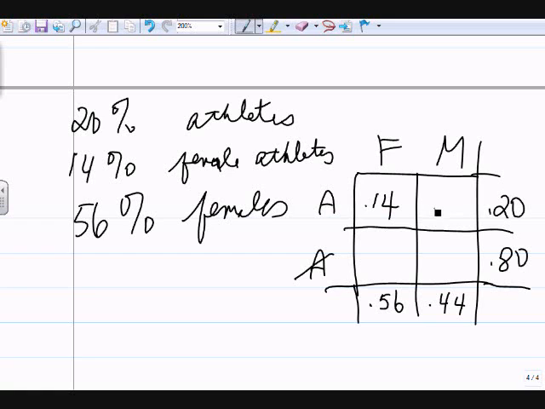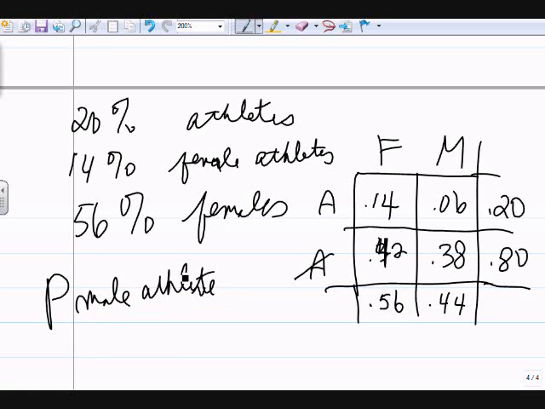What goes here? What goes here? 56 minus 14? 42, thank you. I can add. And what goes here? 44 minus 0.06, 38. All right. Now I can answer any probability questions with this. What's the probability you are a male athlete? 6%. Etc.